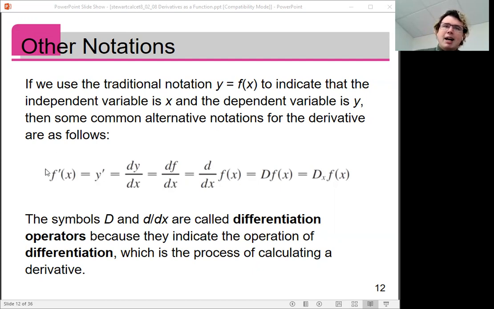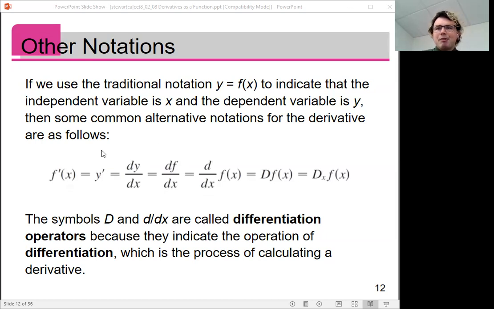So the one that we'll be using a lot is f prime of x. Again, this is my notation to indicate the derivative of the function f with respect to the variable x. Less common, if I'm moving left to right on this slide, is the notation y prime. This is certainly allowed. Because y is equal to this function of x, I can just use y prime as my shorthand for the derivative.